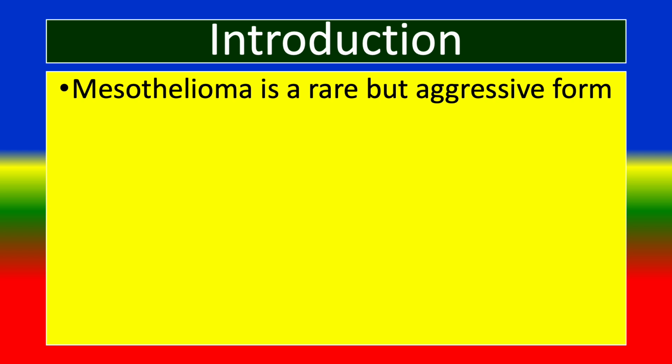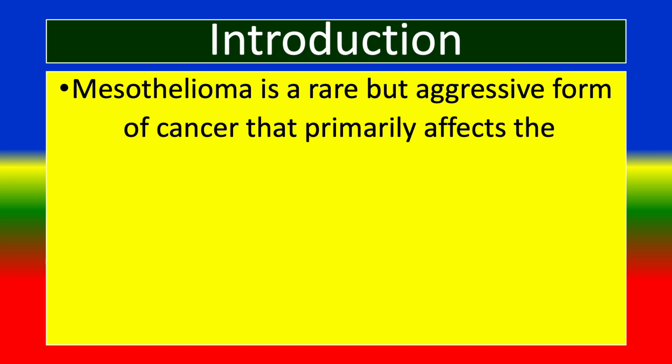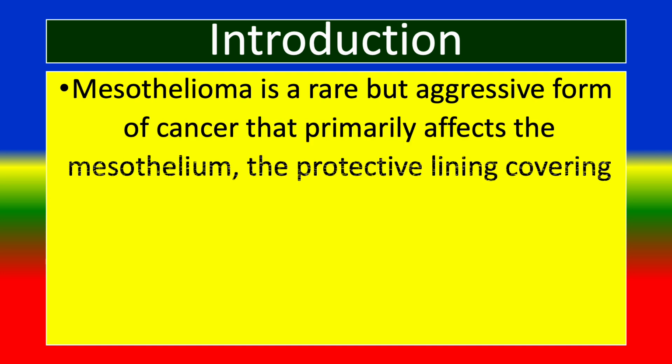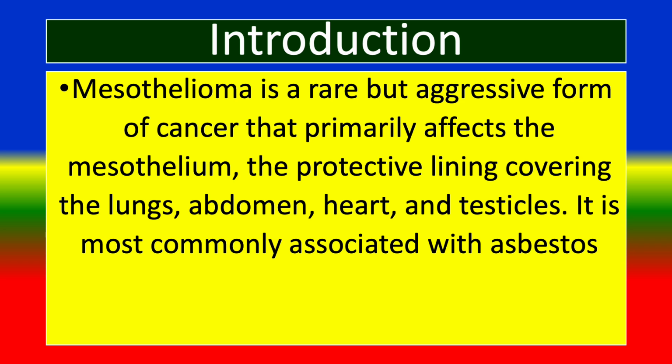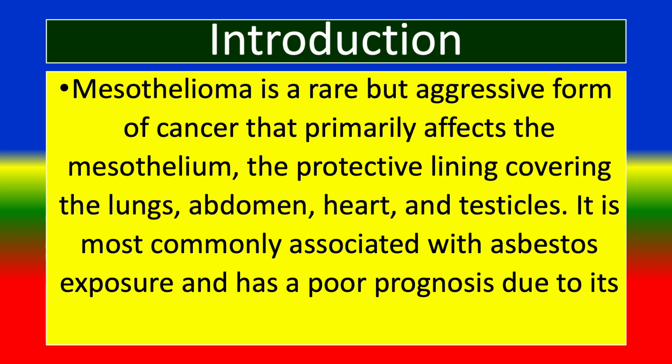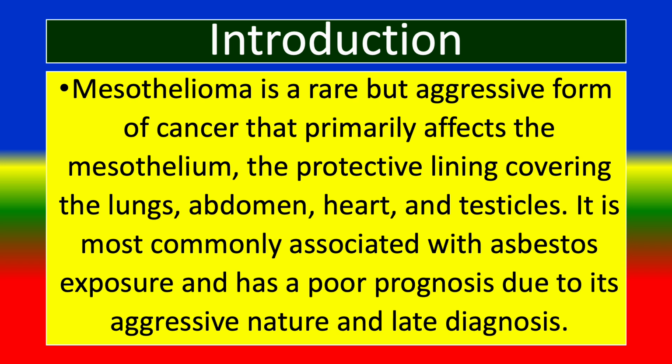Introduction. Mesothelioma is a rare but aggressive form of cancer that primarily affects the mesothelium, the protective lining covering the lungs, abdomen, heart, and testicles. It is most commonly associated with asbestos exposure and has a poor prognosis due to its aggressive nature and late diagnosis.